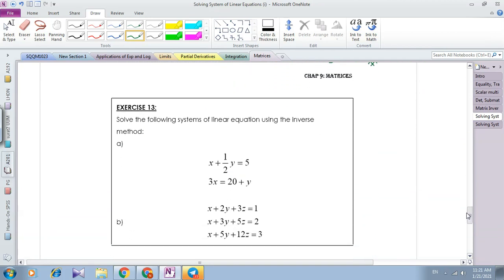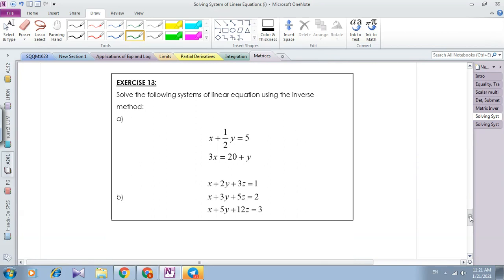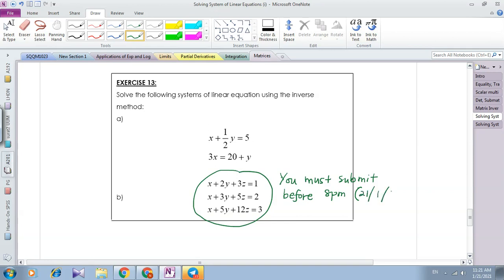Your homework now is to work on exercise 13B. Exercise 13B, you must submit before 8 p.m. today.